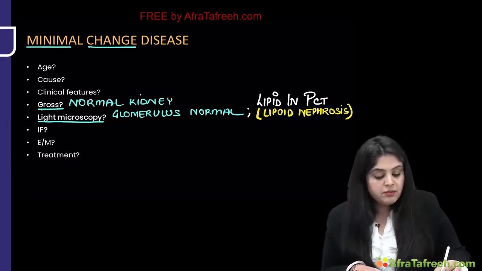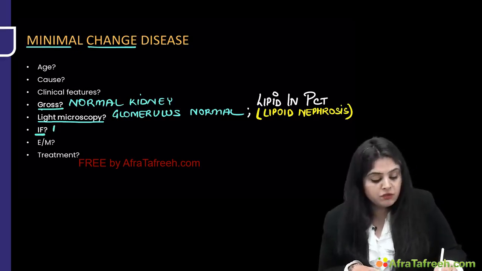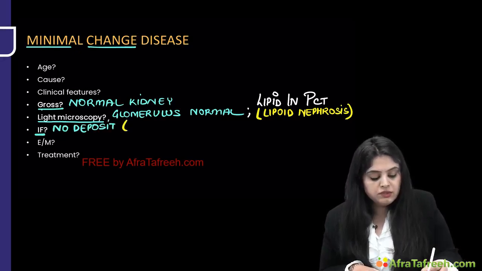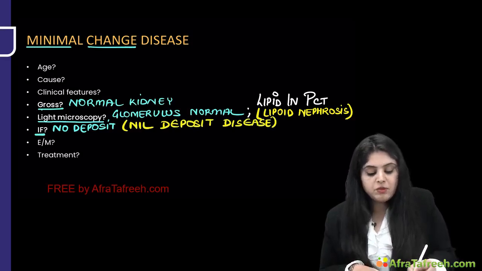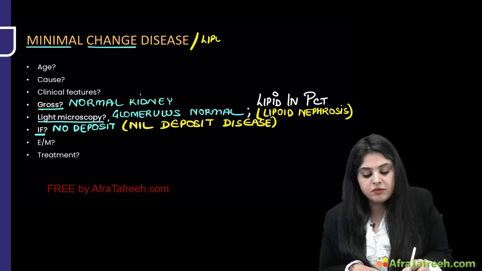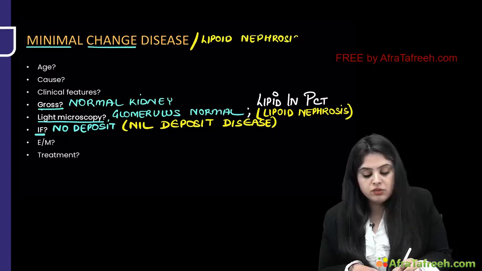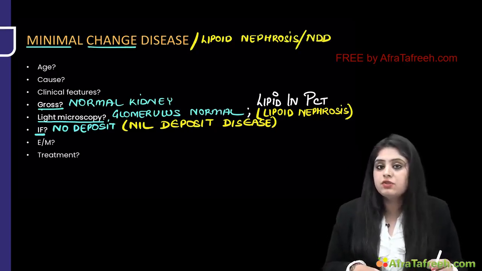Coming to the next, immunofluorescence: nothing. Again, there is no antigen-antibody complex forming over here. There is no deposition. Immunofluorescence shows you no fluorescent color. The reason for this is they call it nil deposit disease. You're seeing so many names now, and all these names are now making sense. Number one name of minimal change disease is lipoid nephrosis, because it is showing you lipid in the PCT. Number two, it is known as NDD, nil deposit disease, because it does not show you any deposition on immunofluorescence.